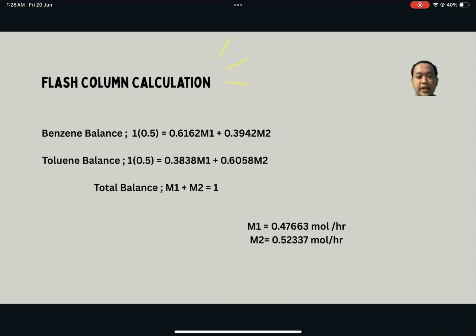Next, for the flash column calculation sample, we will do the balance for each of benzene and toluene. We will do mole in equal to mole out, and for each, we take the molar flow rate times the mole fraction. After solving the simultaneous equations, we get M1 equal to 0.47663 mole per hour, while M2 is 0.52337 mole per hour.